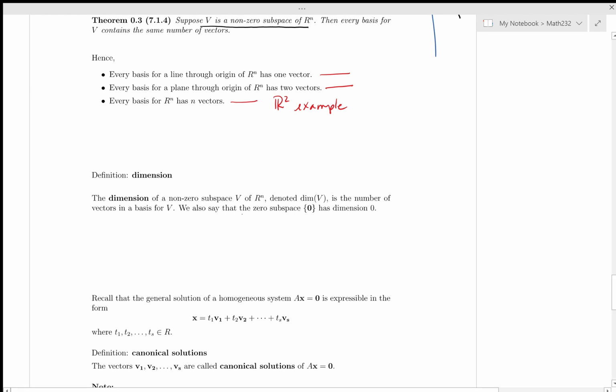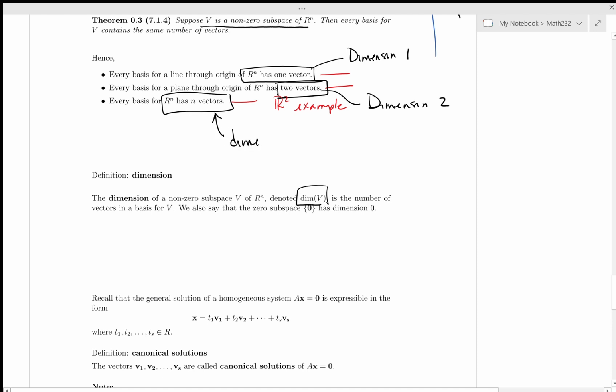The dimension of a non-zero subspace of Rn, which we denote with a little symbol, dim V, is the number of vectors in a basis for V. And we also say that the zero subspace has dimension 0. Okay, so a line through the origin has dimension 1. I mean, the basis for a line through the origin has one vector, right? So that means it has dimension 1. Every basis for a plane through the origin has two vectors. That is dimension 2. And every basis for Rn has n vectors. That is dimension n.